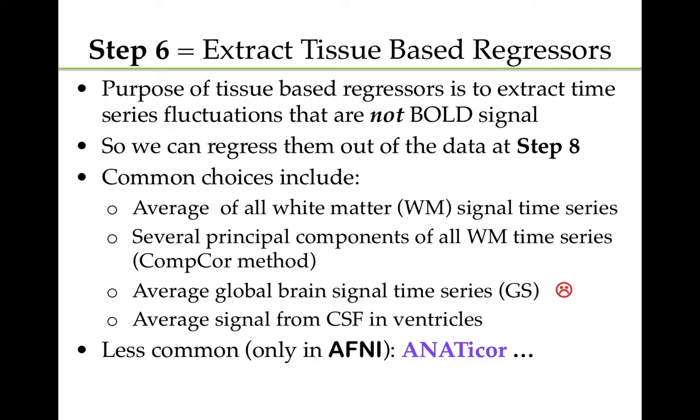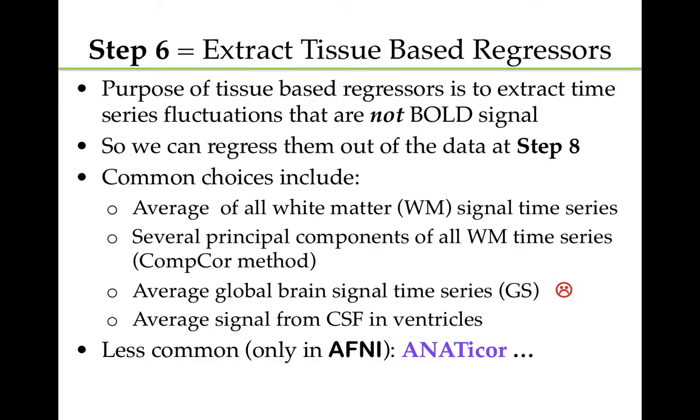This is called the CompCor method, and using several principal components is supposed to better represent the different kinds of fluctuations that come in the white matter, again, all thought to be artifact, and therefore give a better set of regressors of no interest. Something that is controversial, which is why there's a frowny face at the end of it, is to use the average global brain time signal.